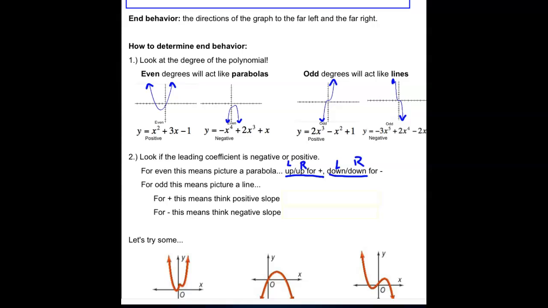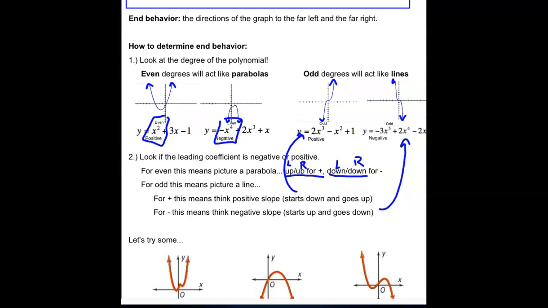If it's an odd degree, we said it looks like a line. And if the leading coefficient is positive, think of a positive slope. So it's going to start down and move up, like we have in this picture here. Or if the slope is negative, meaning that leading coefficient is negative, it's going to start up and then go down like we have there. So we want to focus on that very first term when it's in standard form. We look at the power to determine the degree, and then we look at whether it's positive or negative. So again, even, it's going to look similar to a parabola. Both arrows will be going in the same direction. Odd, it's going to look more like a line. Arrows going in opposite directions.